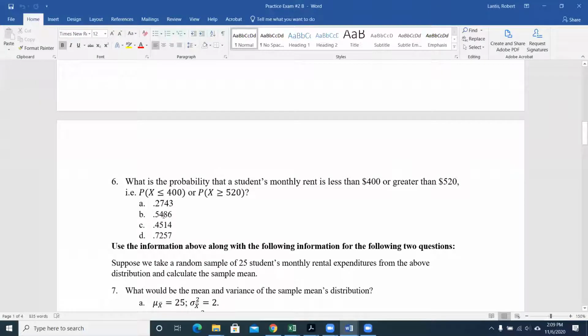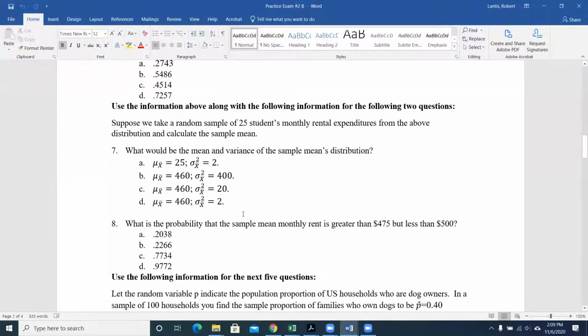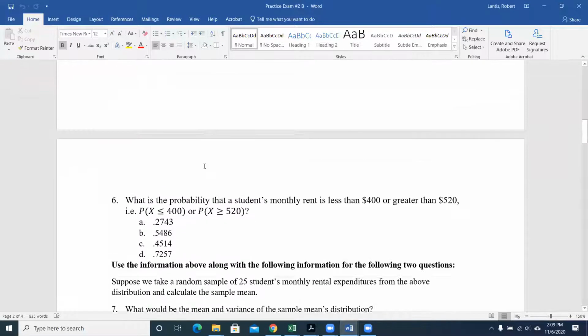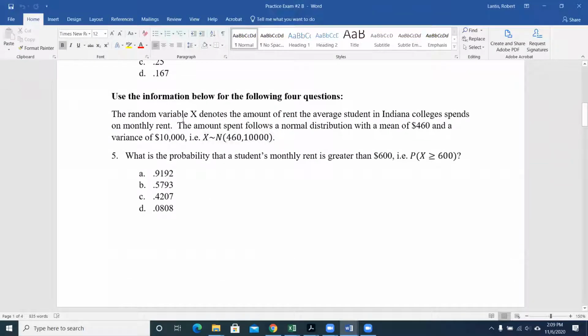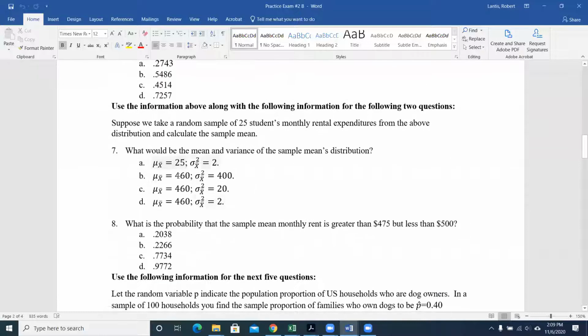So 0.5486. So the exam is going to be set up kind of like this as well, where I give you this information. I say use it for the next 4 questions, right? So we've used it for 2. We're now going to use it for these as well. So let's assume we took a sample from that normally distributed variable, and let's assume that we took a sample of size 25. What would the mean and variance of that sample means distribution be?